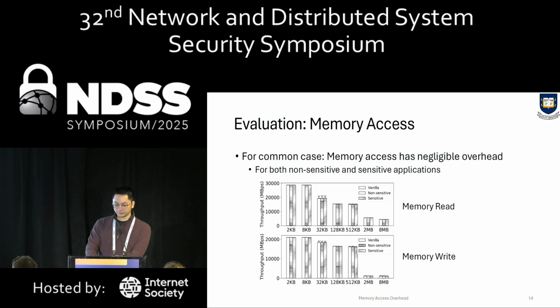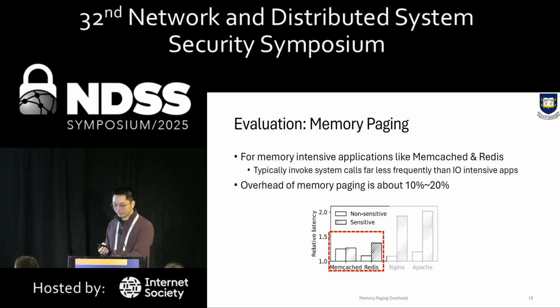First, our design tries to avoid overhead in the most common case, which is memory accessed by the application itself. The memory throughput in the Ramspeed benchmark shows that our design has little overhead in such common cases, no matter for sensitive or non-sensitive applications. However, since we have to trap all page table updates into the TCB, we introduce 10 to 20% overhead to memory-intensive applications like Redis, because Redis will trigger memory paging very frequently.